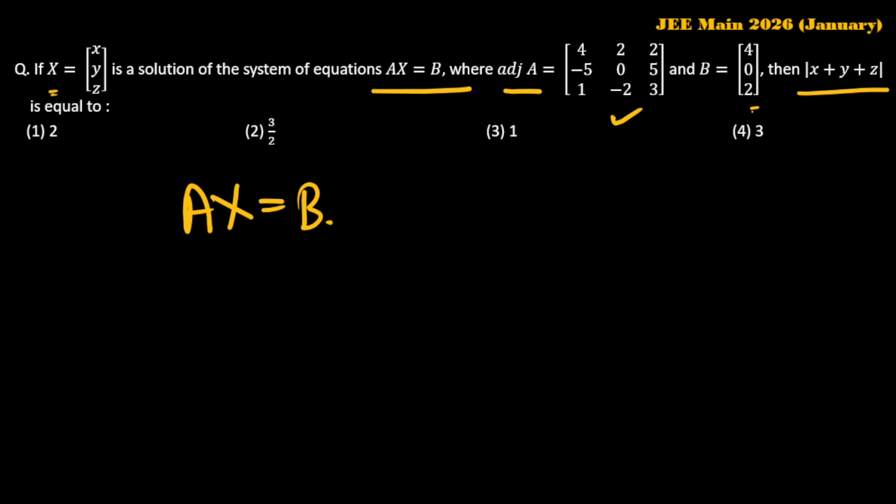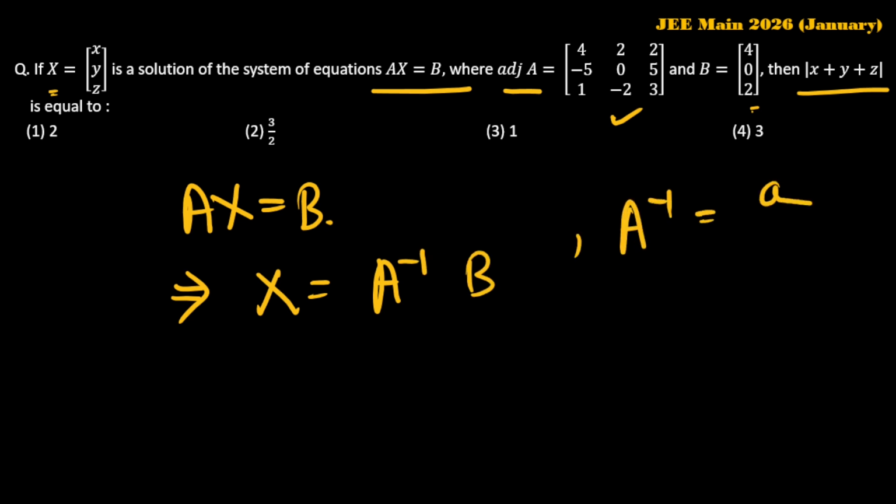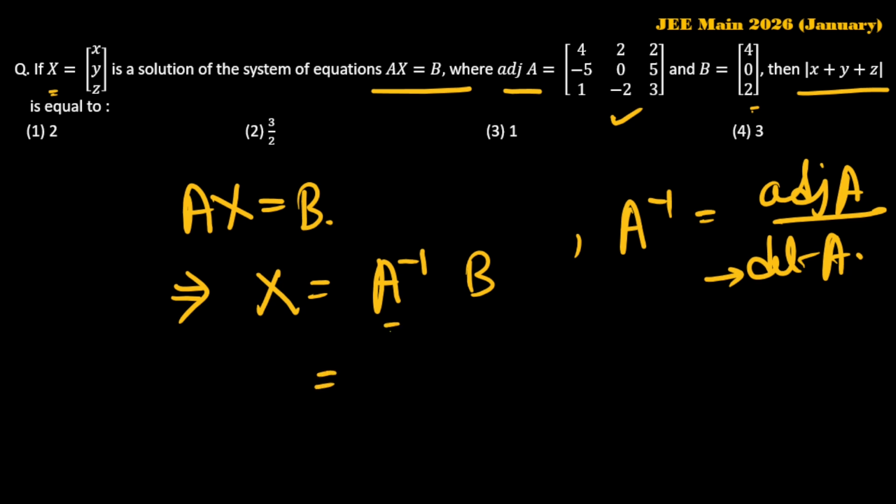The adjoint matrix is given, so this implies we can write X = A inverse B, where A inverse is equal to adjoint of A over determinant of A. So in the question, the adjoint of A is given, so we need to find only the determinant of A, put the values of A inverse and B and multiply, and then we get the matrix X, that is (x, y, z). So first we find the determinant of A.